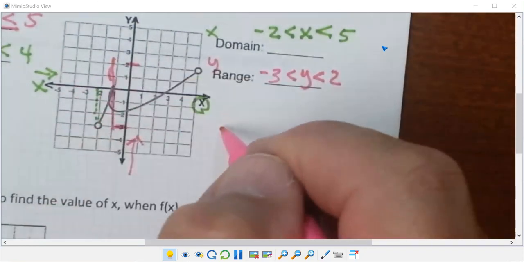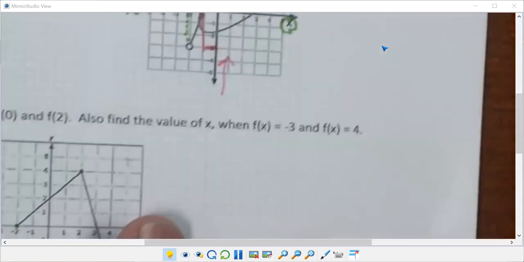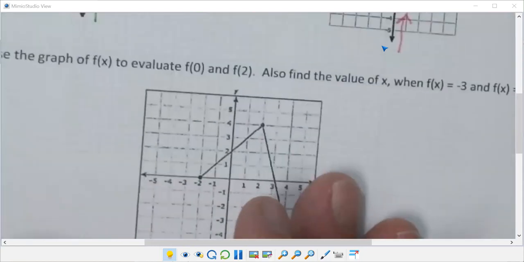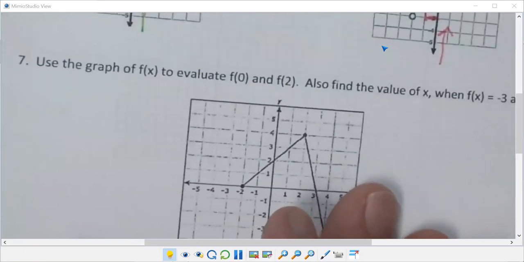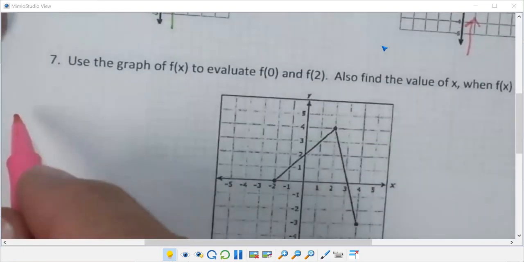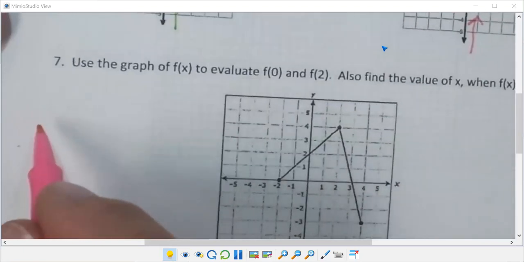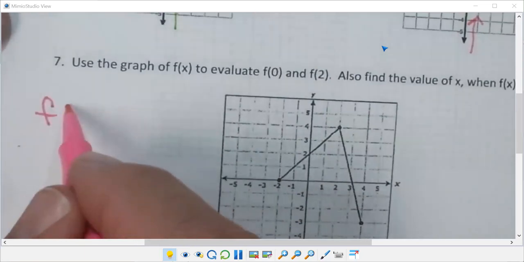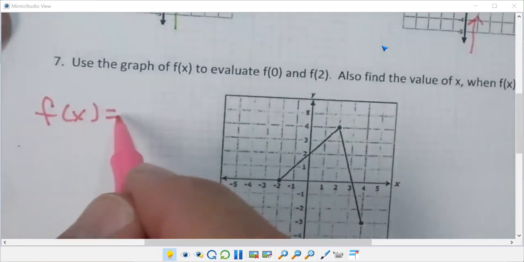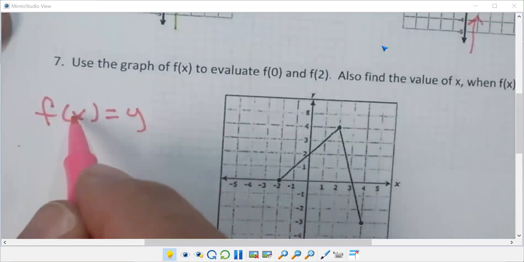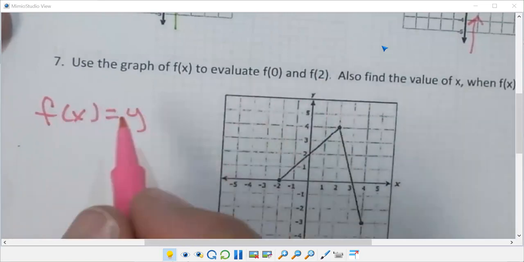So if it touches it twice, this would not be a function. Number 7 is a function notation one. And remember, we talked about this in class. When we have f of x equals y, remember, this is the same thing. Whatever's inside the parentheses is your x value.